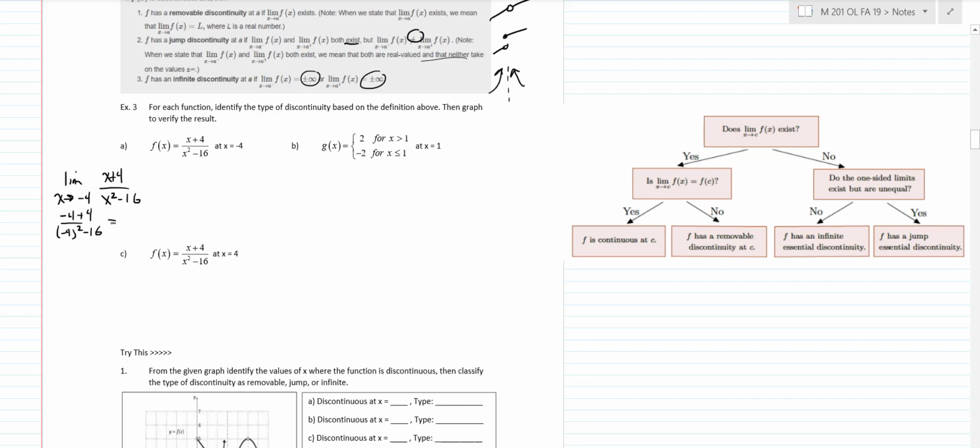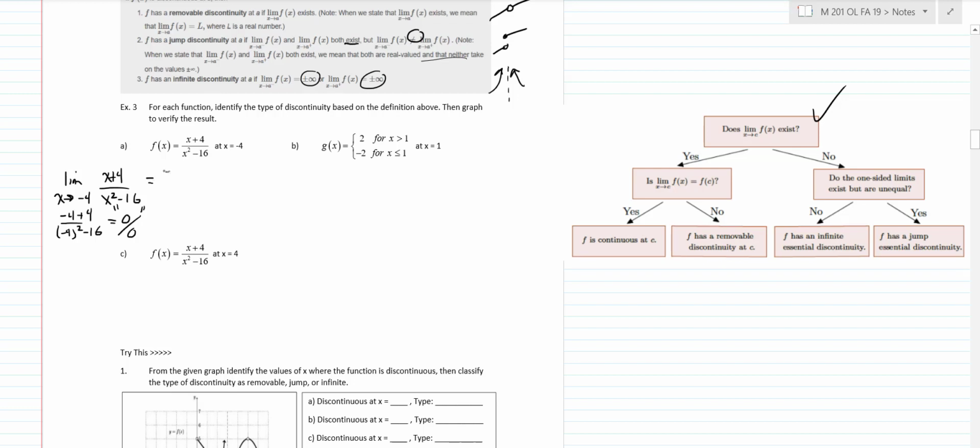So if you work that out, that is 0 over 0. Now remember, if it's 0 over 0, we don't know whether the limit exists. Okay? So we need to go ahead and figure out that limit. So yeah, that would be a yes. We're now to this step. We need to see if the limit of f of x is equal to f of c.